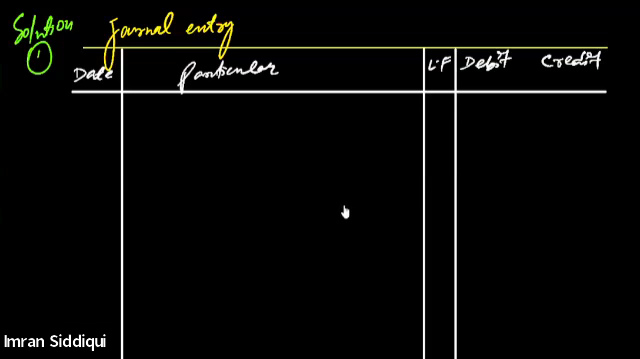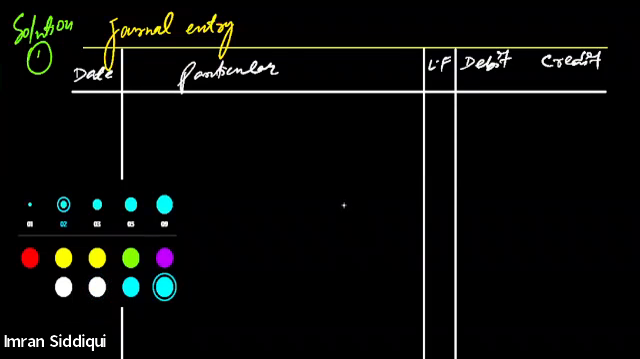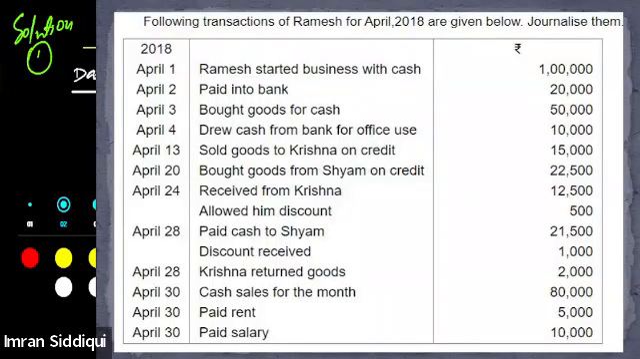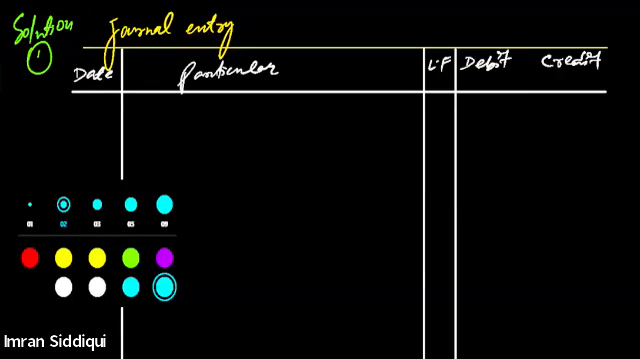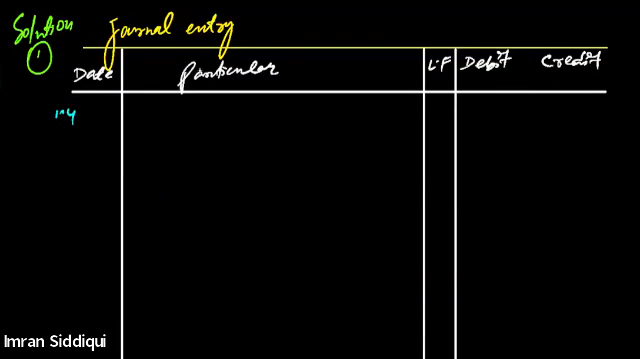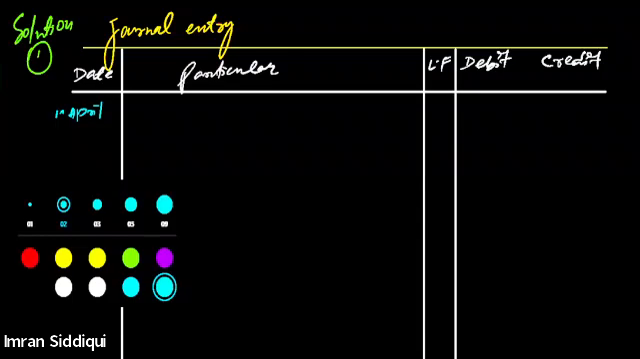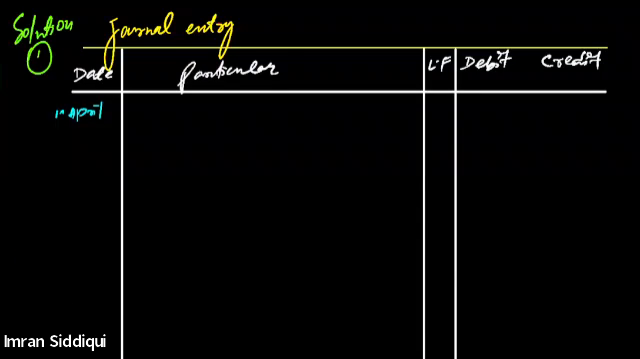All right. So now let's first record the first transaction. The first transaction took place on 1st of April. Ramesh started business with cash. Okay, so this has to be recorded. So on 1st of April, if Ramesh is starting a business, tell me the journal entry for this.